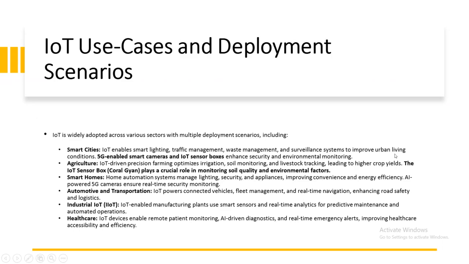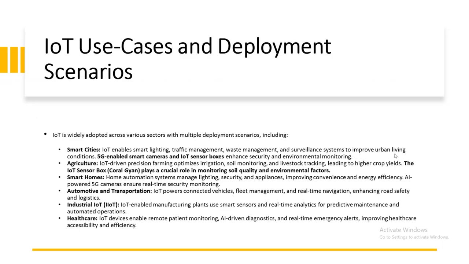5G enables smart cameras and IoT sensor box, enhances security and environmental monitoring. Just imagine the streetlights, which usually have a lot of electricity dependency and might cause some wastage of electricity. What we can do is place an LDR sensor in it, so that if a person or a car is going on that particular street, then the street lights of that particular section should be on, and not the street lights of the entire road.